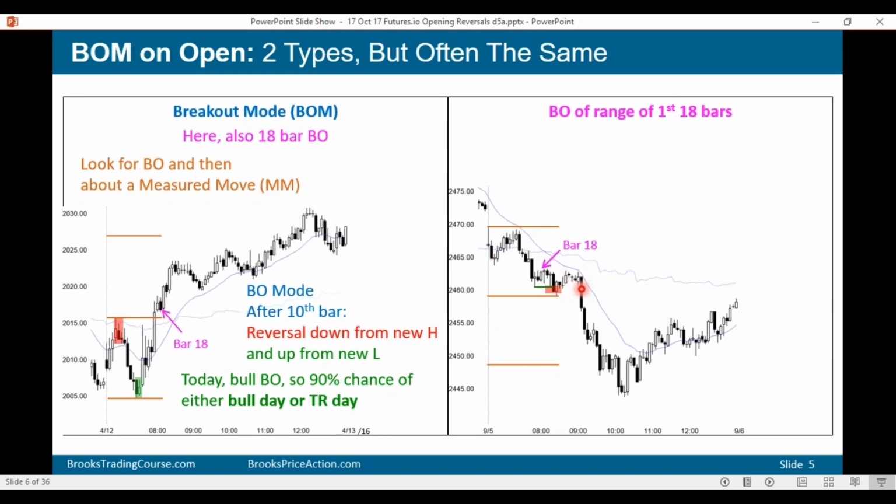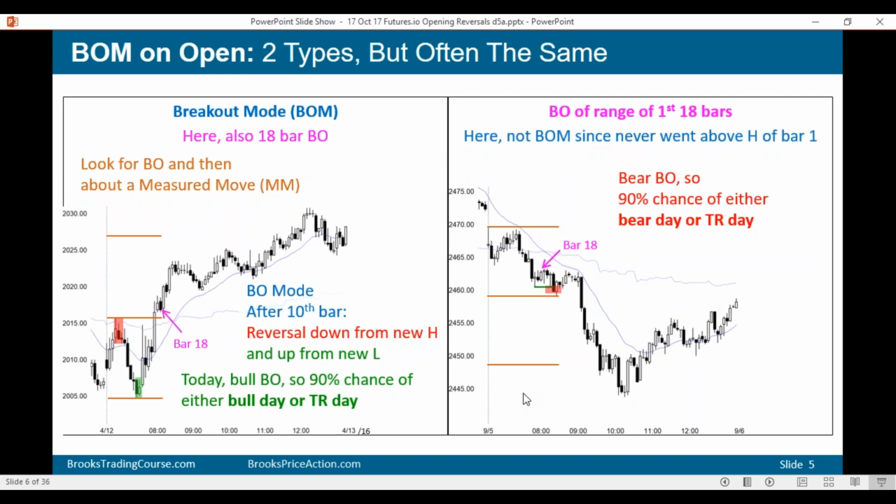We pull back a little bit and then we broke strongly to the downside. Odds are we'll get at least a measured move down, or around a measured move down, based upon the height of that 18 bar range. Bear breakout of that 18 bar range. So there's a 90% chance you'll either get a swing down and a bear trend day, or it'll remain a trading range day. Here we had a swing down. The day became a reversal day.